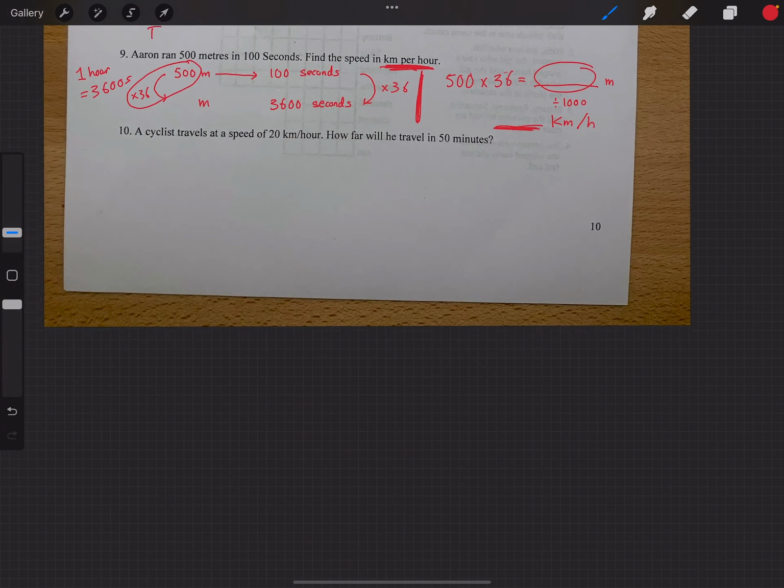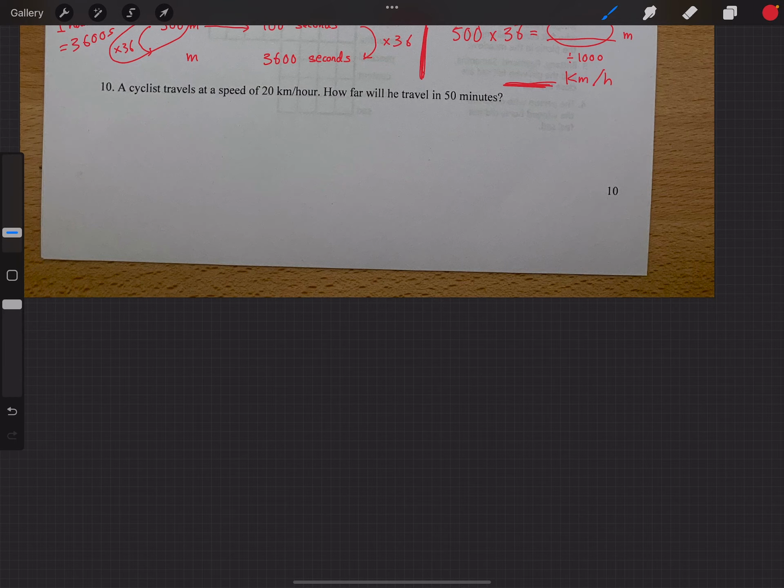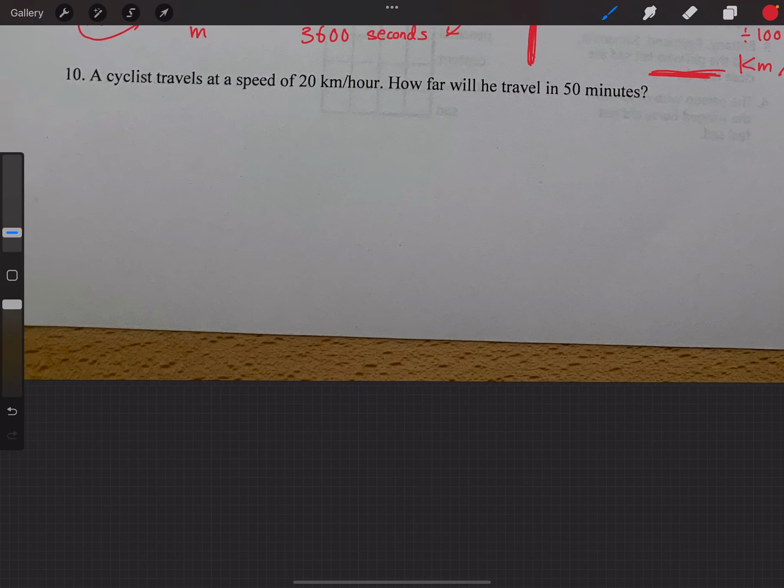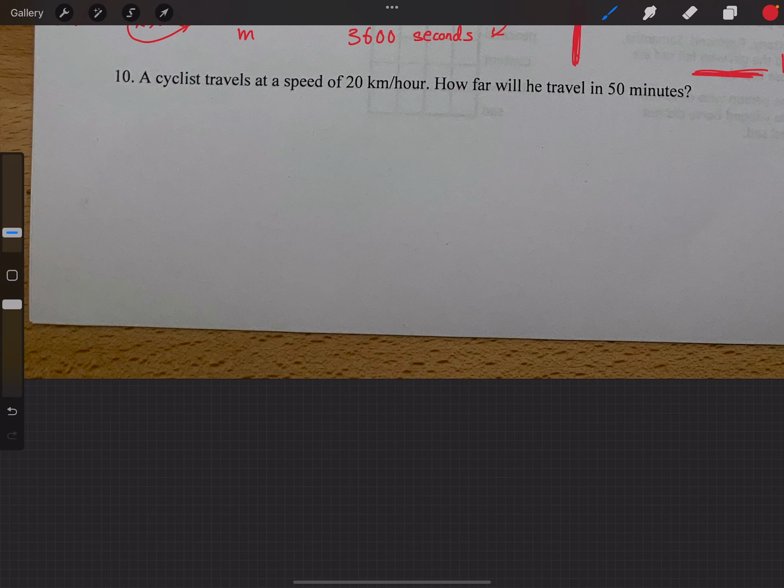Alright, last one. A cyclist travels at a speed of 20 kilometers an hour. How far will he travel in 50 minutes? Okay, so let's just use the triangle again. Maybe that way is easier. The speed is equal to 20. The time is equal to 50 minutes.